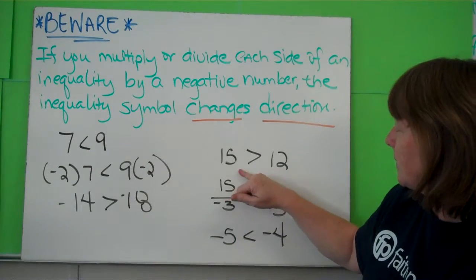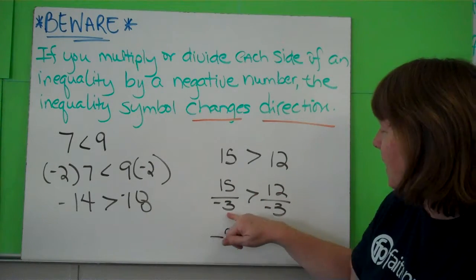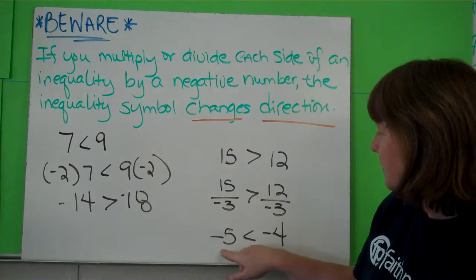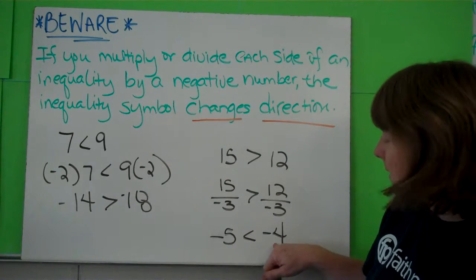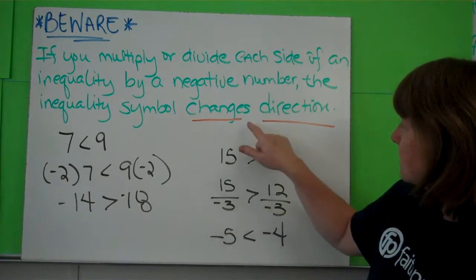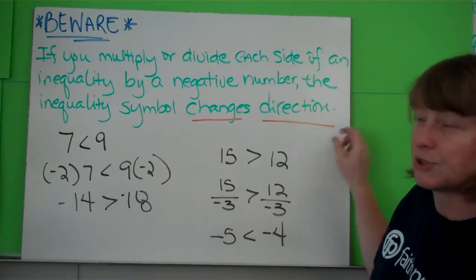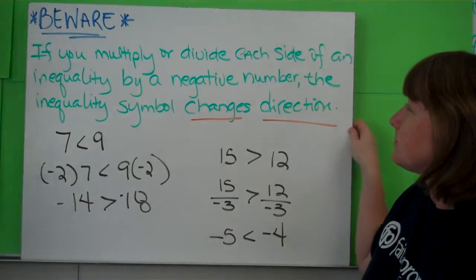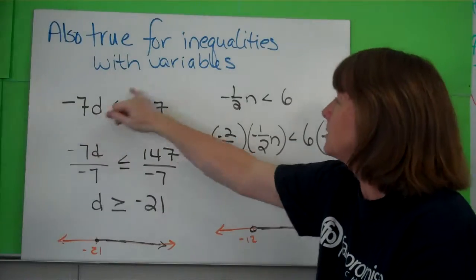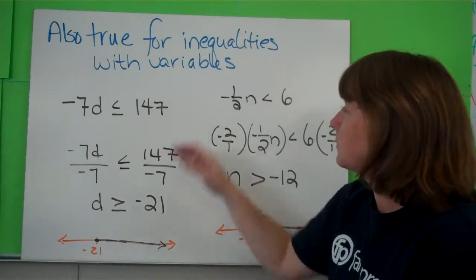Here you have 15 is greater than 12. If I divide by -3, I end up with -5 and -4, but -4 is greater than -5, so that symbol has to change directions. This is also true for inequalities with variables.